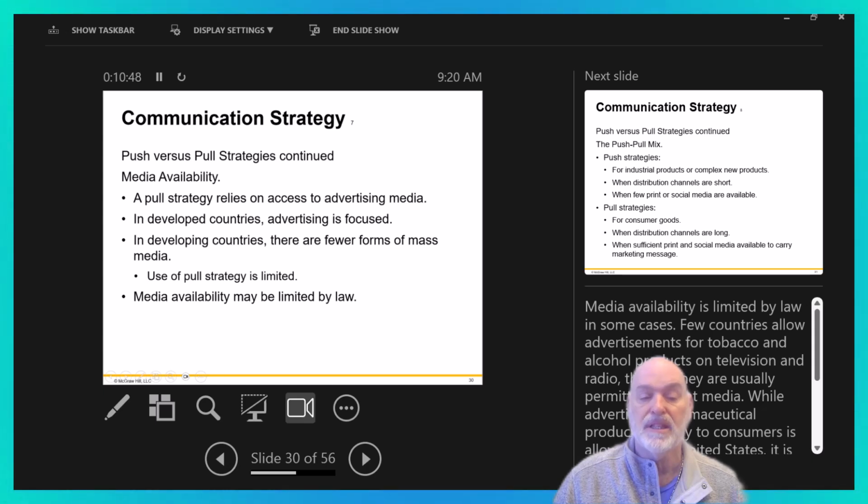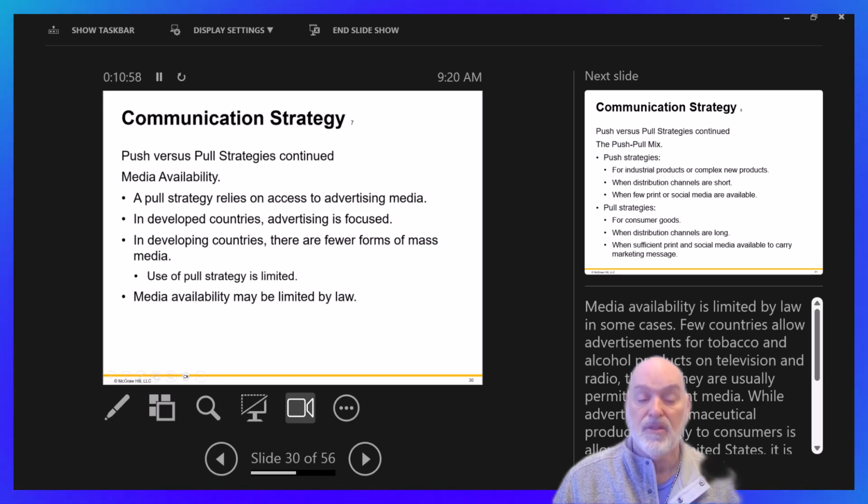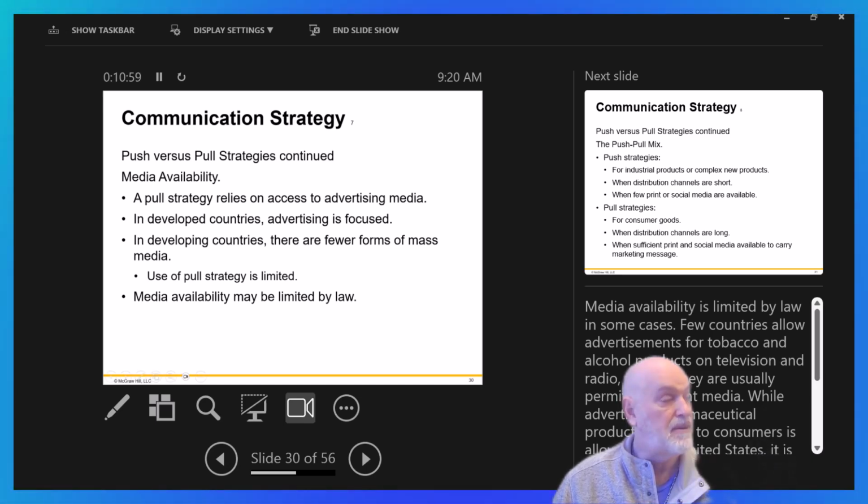Media availability. A pull strategy relies on access to advertising media. In developed countries, advertising is focused. In developing countries, there are fewer forms of mass media. The use of pull strategy is limited. Media availability may be limited by law.